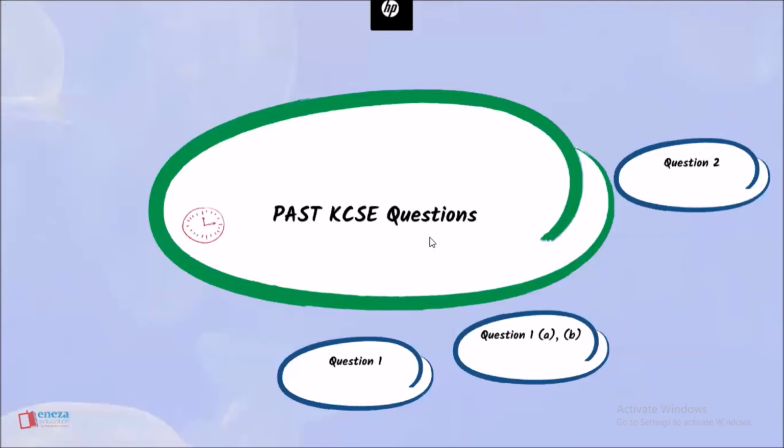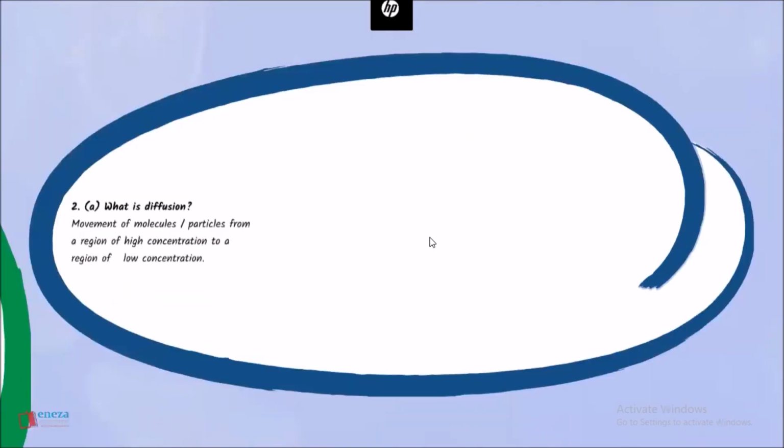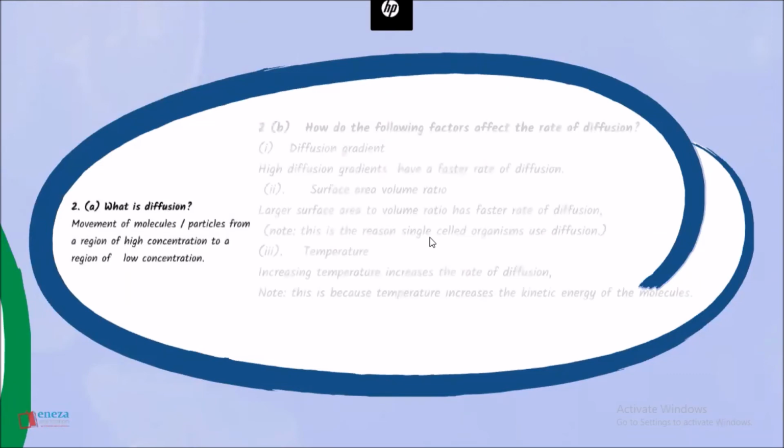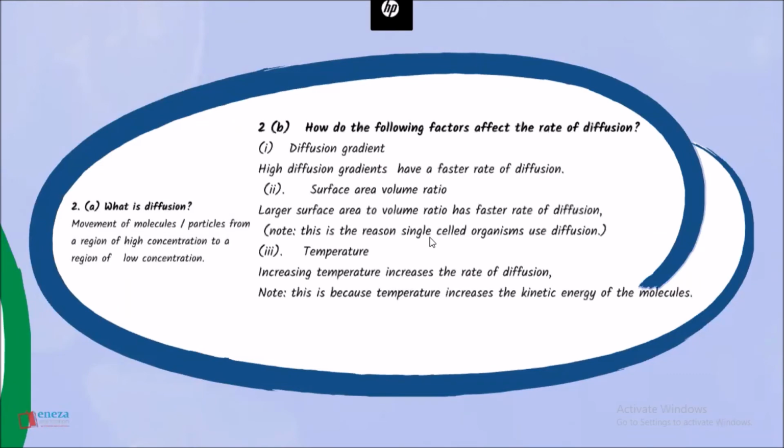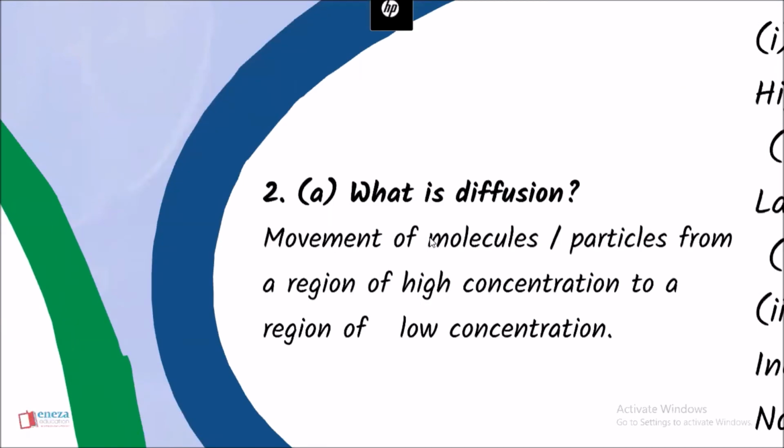Let's go to an example of question 2, as we usually see in the KCSE past papers. So the first one, and a very obvious question, is what is diffusion? The best way to answer this is to say that diffusion is the movement of molecules or particles from a region of high concentration to a region of low concentration.